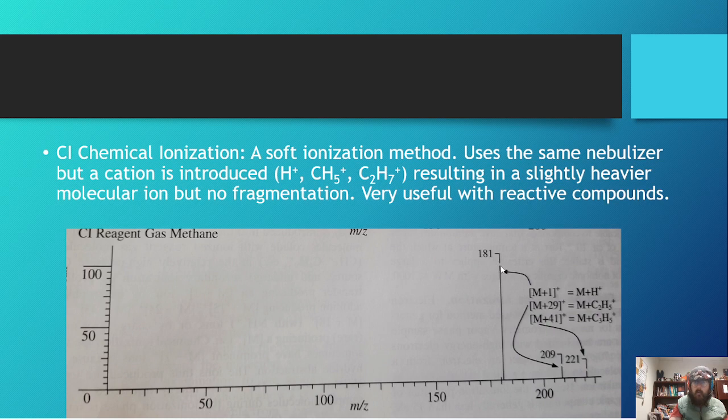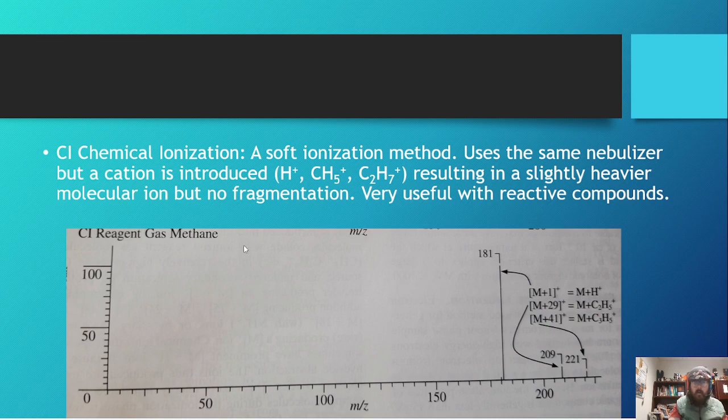So on the same compound, instead of seeing the 180 peak, we see 181. We see a bigger peak, 209, where we've added the ethane, or 221, where we've added a propane plus a hydrogen. Actually, that's not propane, that's C3H5. But so we've added much heavier peaks, and we're seeing these different radical species adding on.